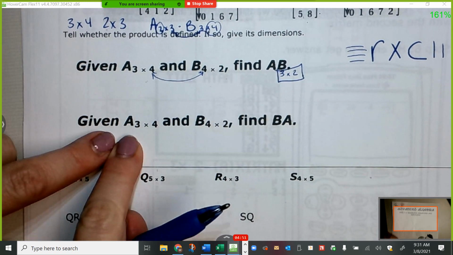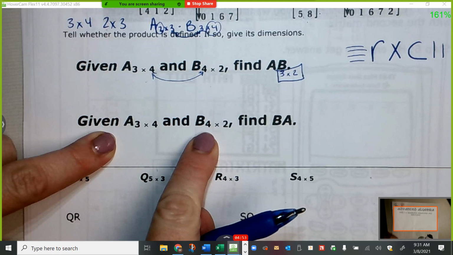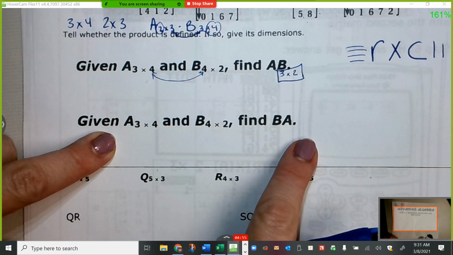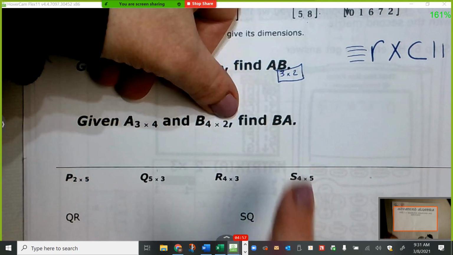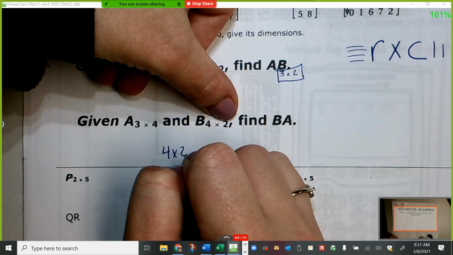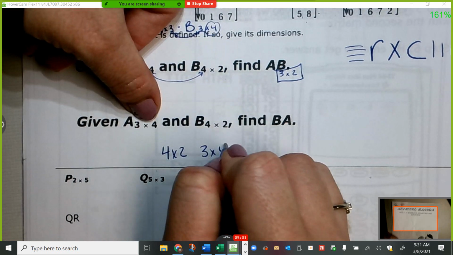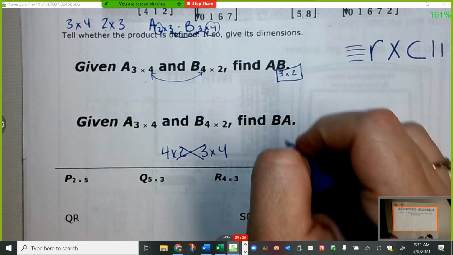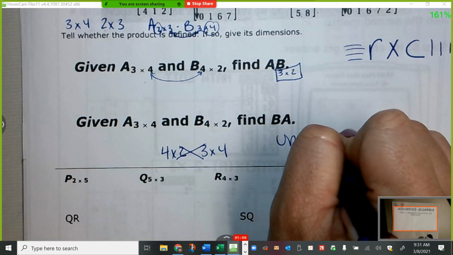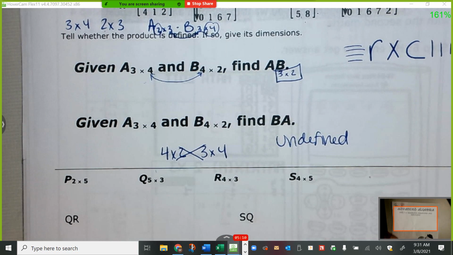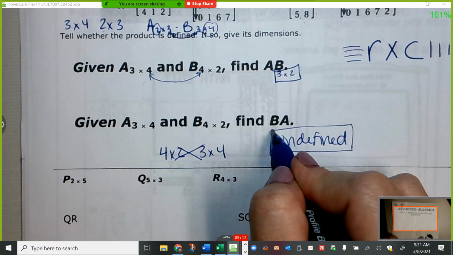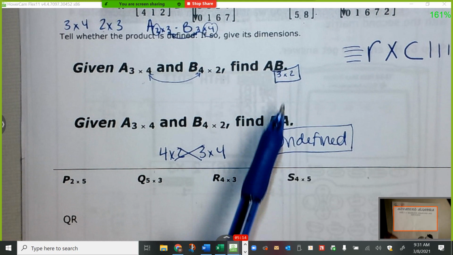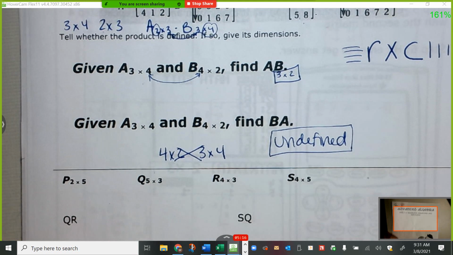What if A is a 3 by 4 and B is a 4 by 2, but it wants B times A? Order matters. What's B? B is a 4 by 2. A is a 3 by 4. Can you multiply those? No, because the middle two don't work, so it's undefined. So just be careful because order does matter. Yes? Okay.